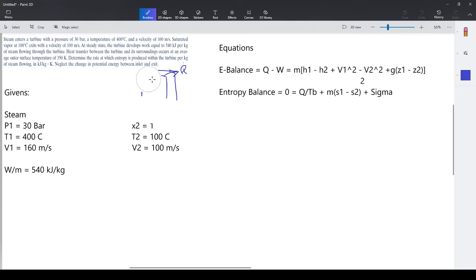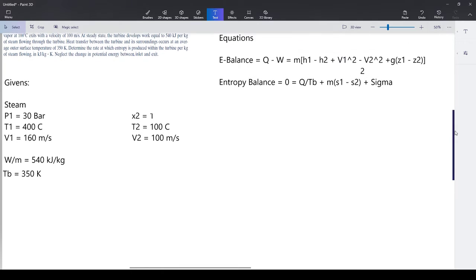So let me do this. Next up, we have our boundary temperature, which I will put over here. TB is equal to 350 K. And it says, determine the rate at which entropy is produced within the turbine per kilogram of steam flowing in, in kilojoules per kilogram Kelvin. Neglect the change in potential energy. So those are our marching orders.